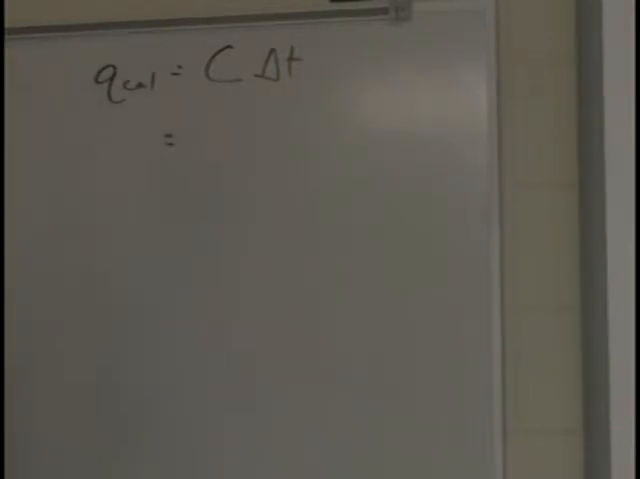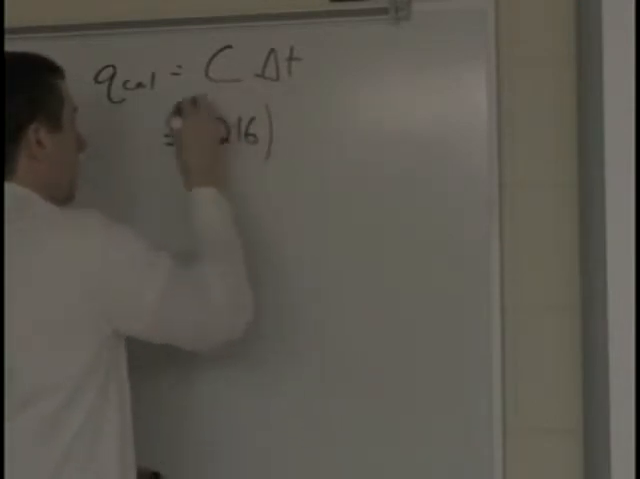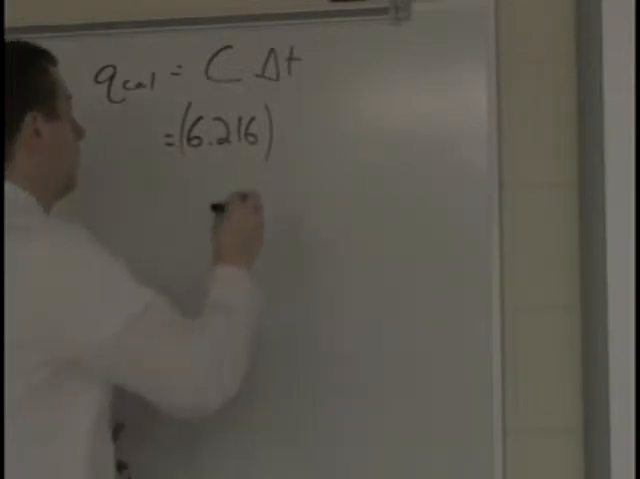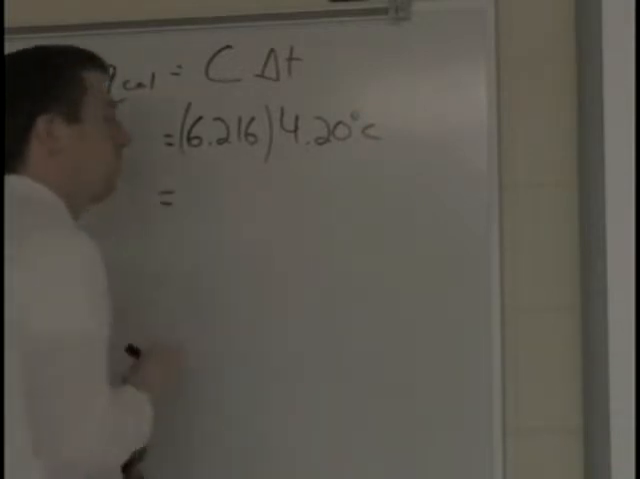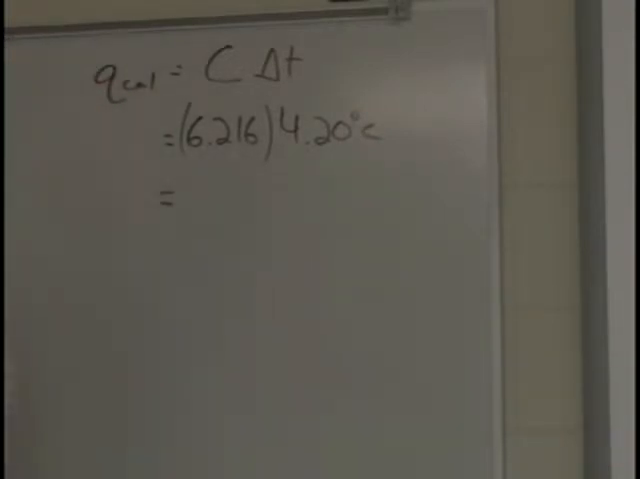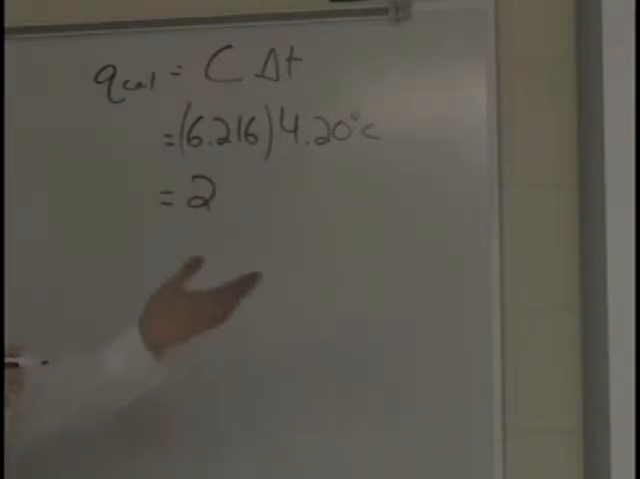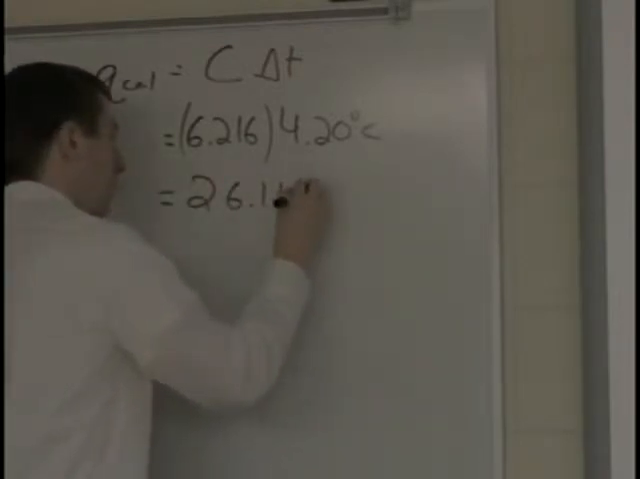So if I plug that in, 6.216 is the C value given to us. The ΔT is going to be 4.20. This will give us the Q for that part, which I end up getting, especially since it's kilojoules per degree Celsius for this unit here, 26.1 kilojoules.